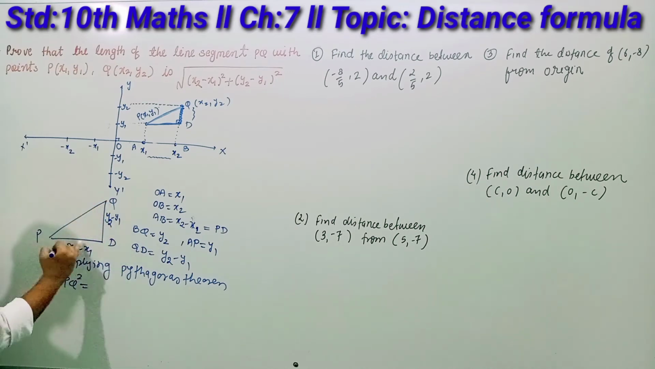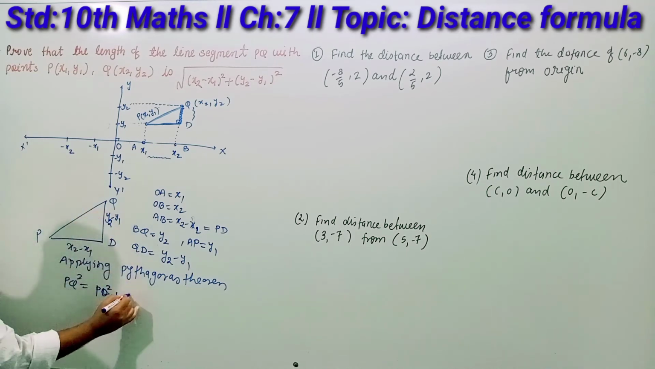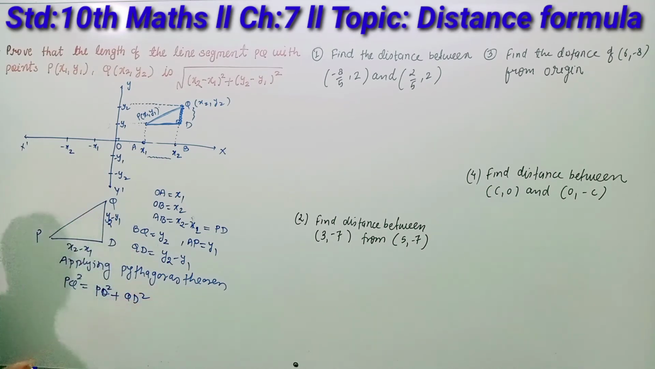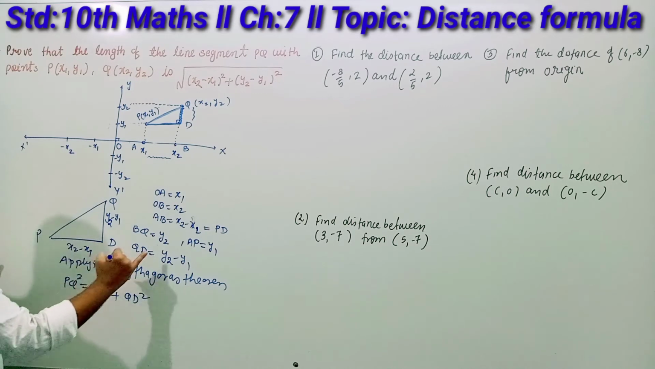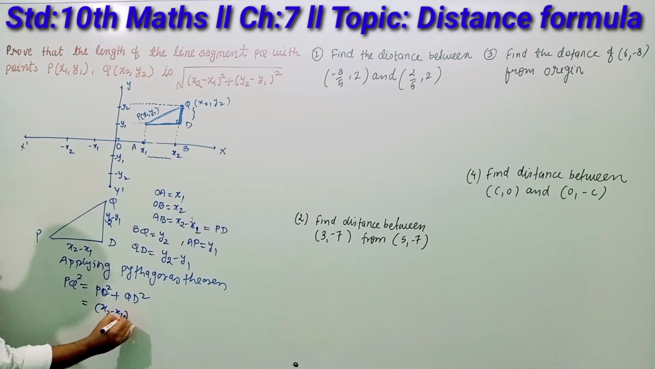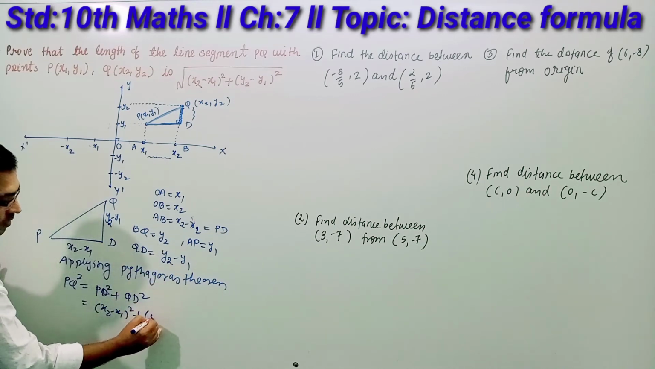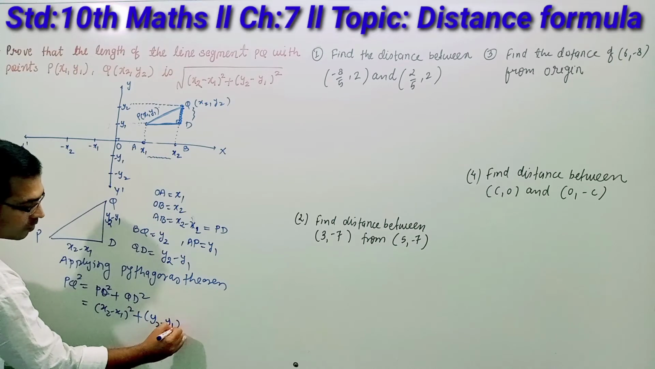QD square, PD square, as you write what? PD square is equal to QD square, right students? So what is the distance between PD? The distance between PD is x2 minus x1, whole square, and the QD is what? y2 minus y1, so y2 minus y1 whole square.